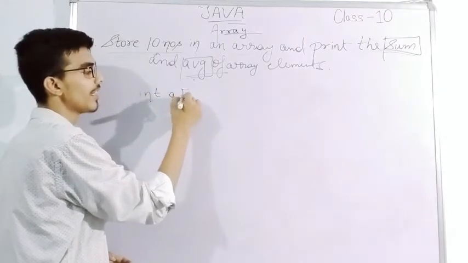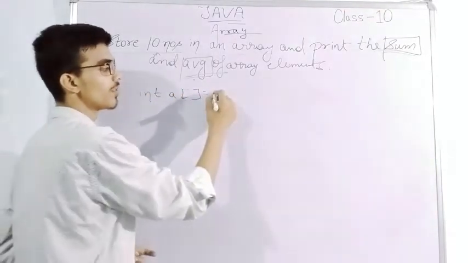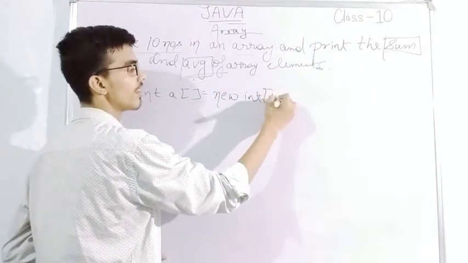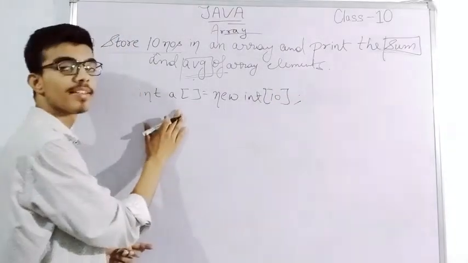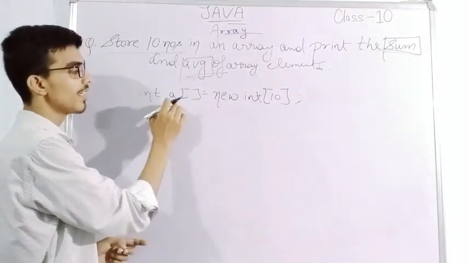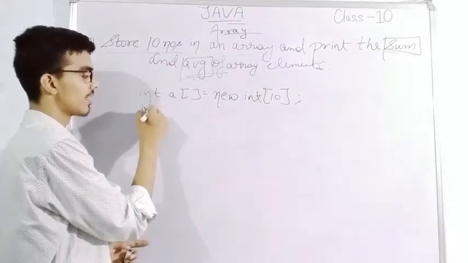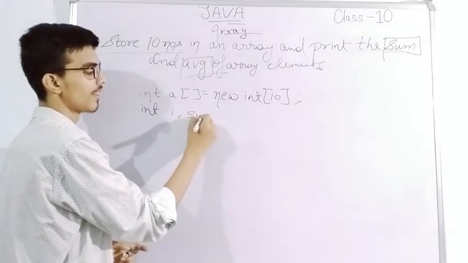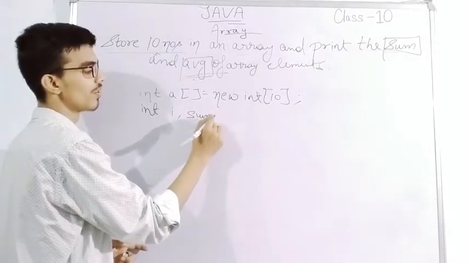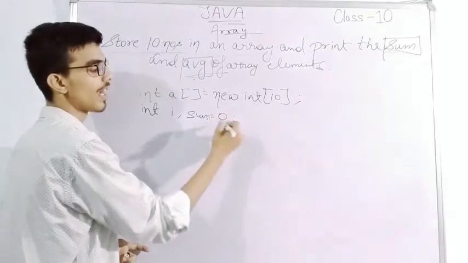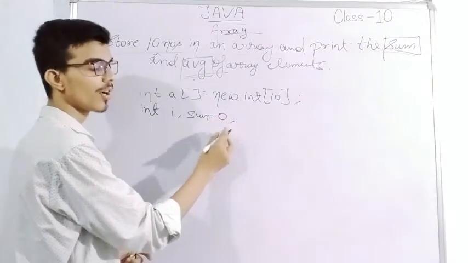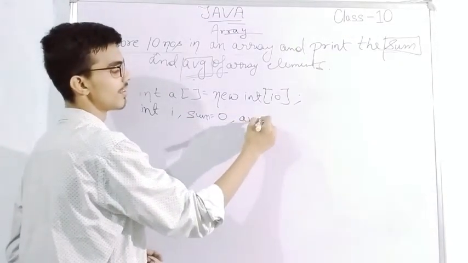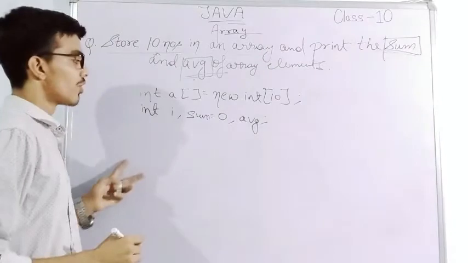int a[] = new int[10]. It says that 10 elements will be stored in this a. So we'll take a few variables: int sum = 0, and we'll take i, s and avg.